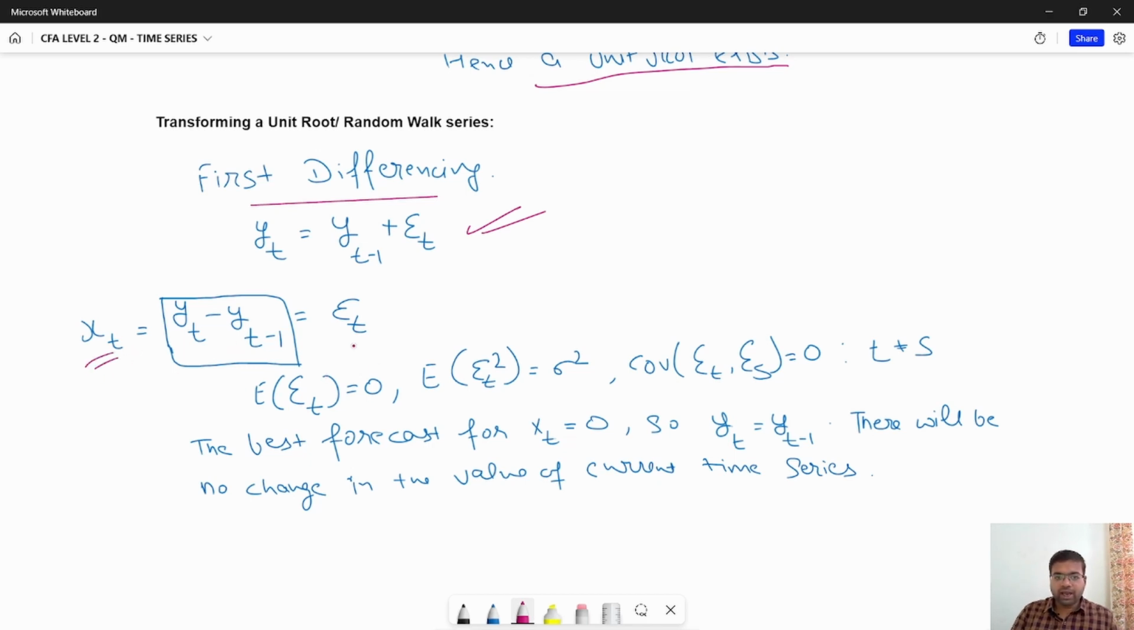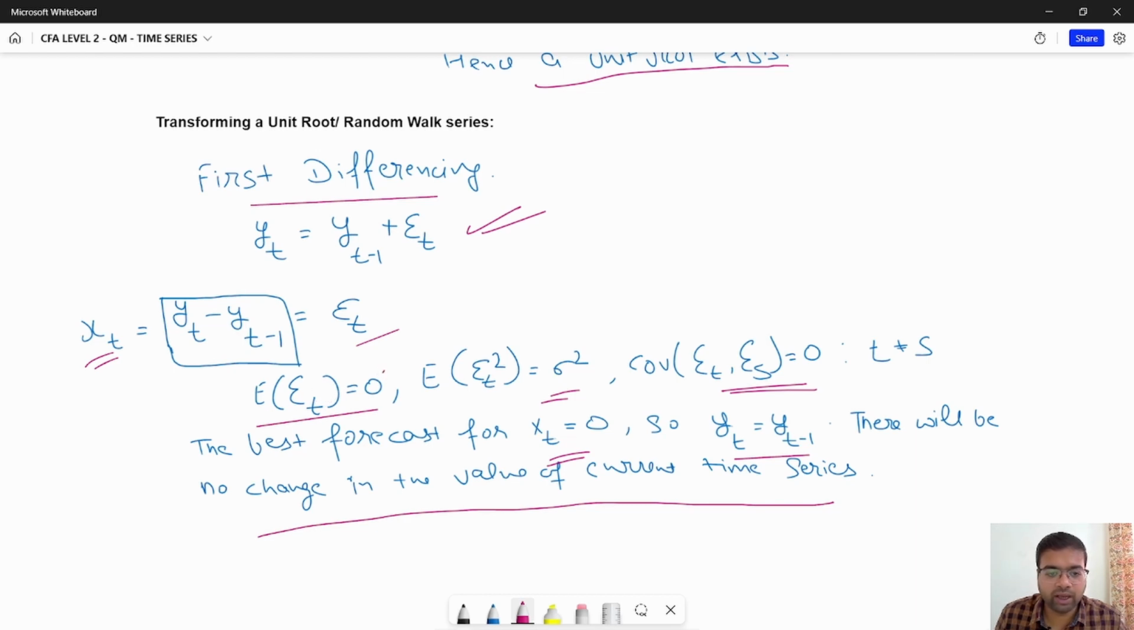Now we know that the expected value of epsilon t, the error term, is 0, the variance of epsilon t is sigma square, and the covariance is 0. So the best forecast for xt is 0, so yt is equal to yt minus 1. So the best estimate that we can make is that there is no change in the value of the current time series.